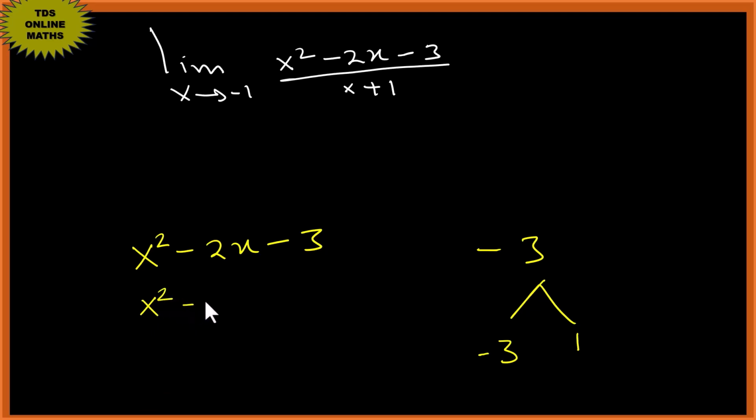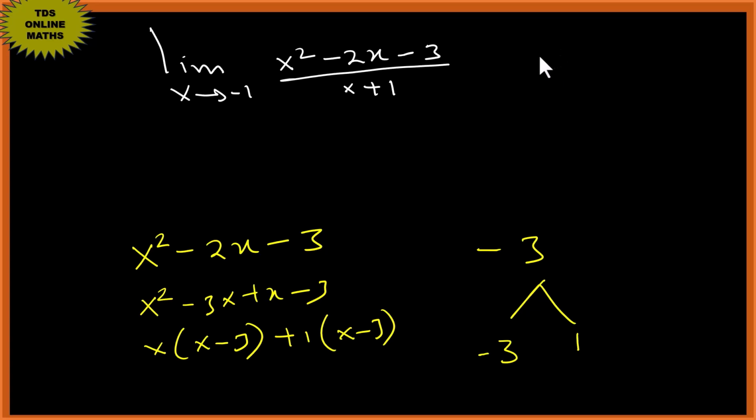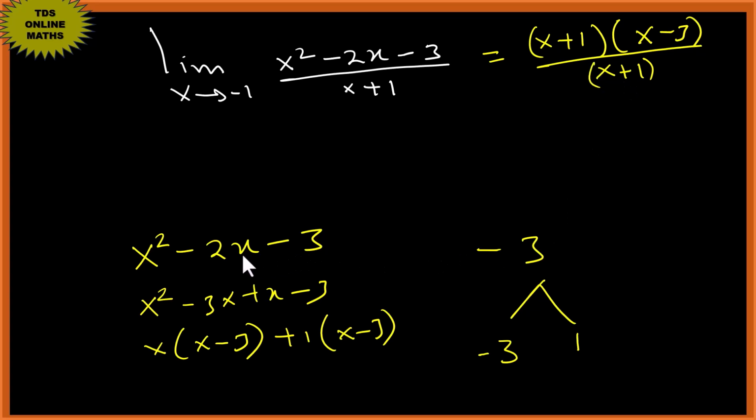x squared minus 3x plus x minus 3. Factor x out: x minus 3, plus 1 times x minus 3. So we have x plus 1 times x minus 3, over x plus 1. All right, so going forward, this will cancel this, so I will be left with x minus 3.